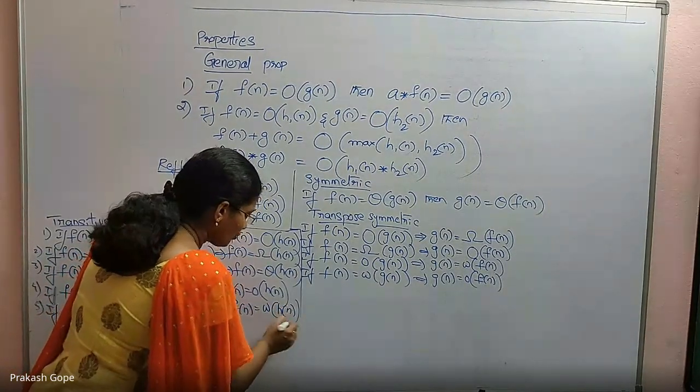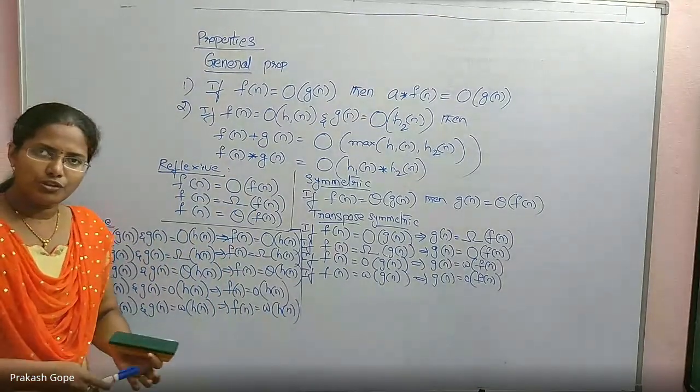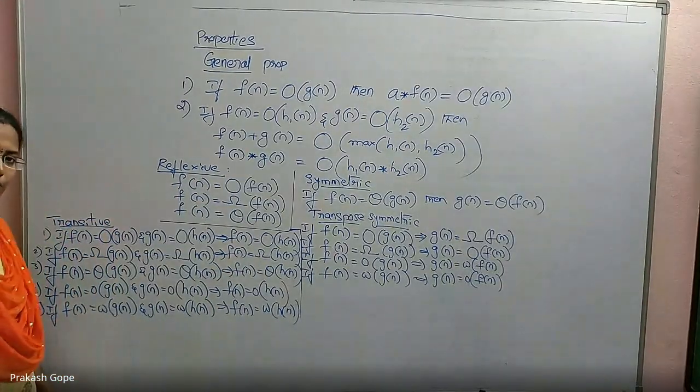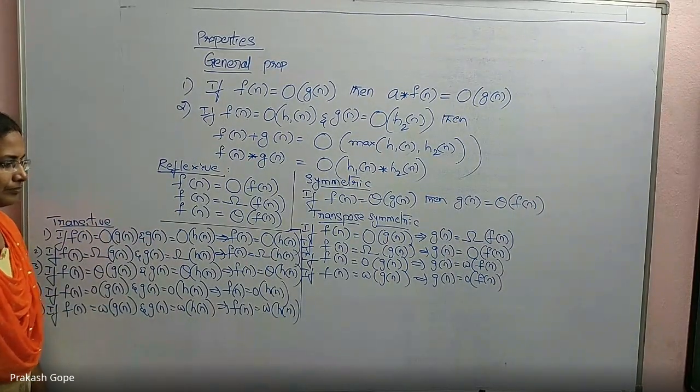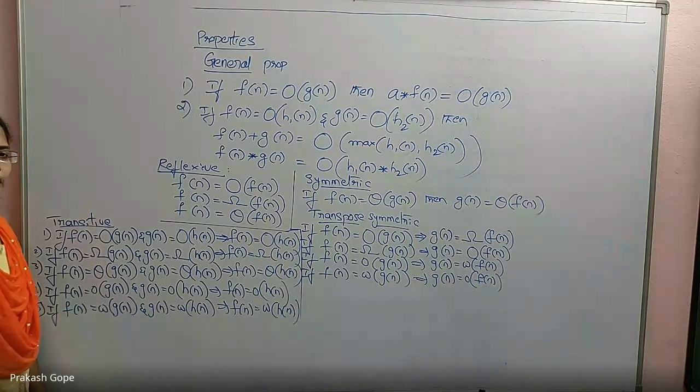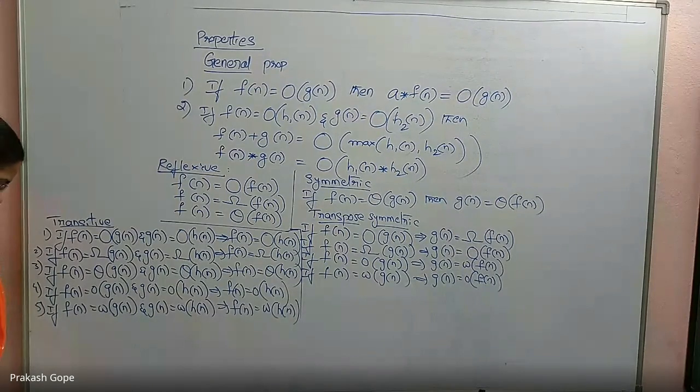You should know all the properties, but you don't have to learn them by heart because we know the relationship between less than or equal to, greater than or equal to, strictly less than and strictly greater than. Same thing we have applied. So any one of these properties can be a GATE question. Please write down all of them.